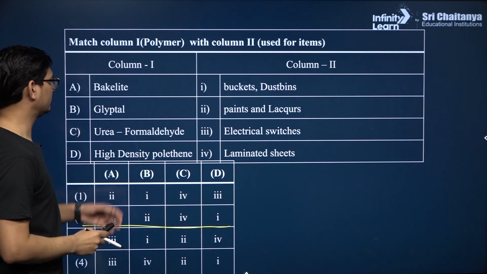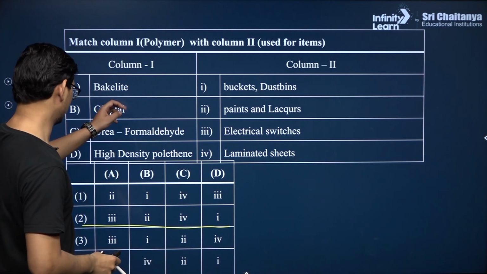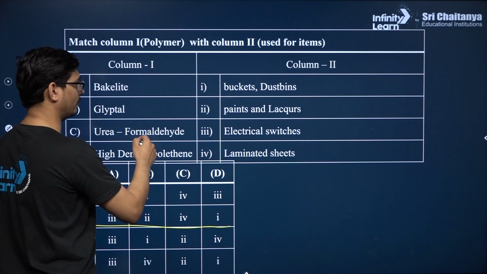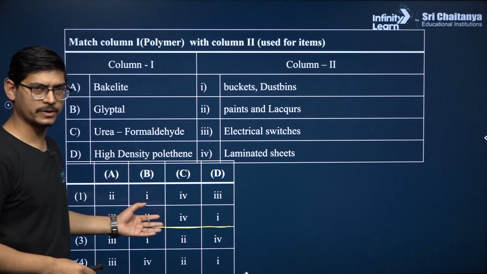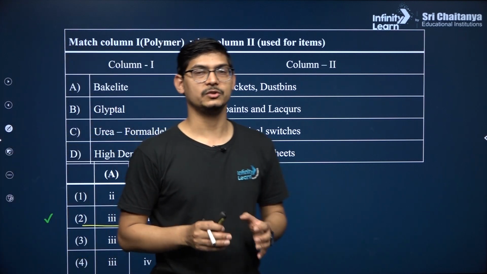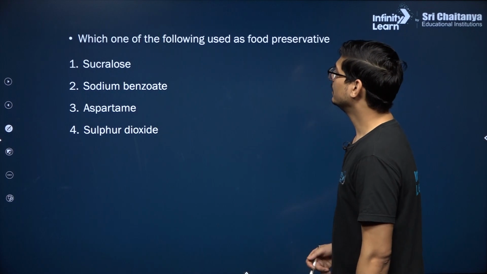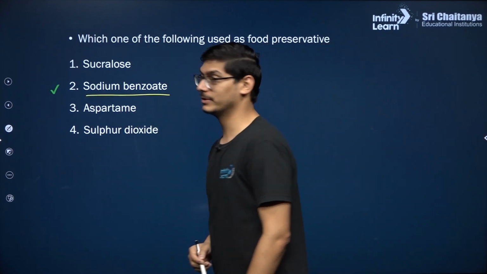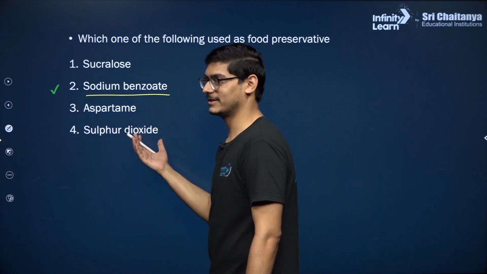This is pretty easy. Bakelite is used in electrical switches, right? Glyptal is used in paints and lacquers, and urea formaldehyde and high density polythene in buckets and dustbins. So this is a theoretical question. You basically have to remember the uses of different types of polymers, right? Which of the following is used as a food preservative? Of course, it is sodium benzoate, because sucralose and aspartame are artificial sweeteners, and sulfur dioxide is obviously harmful to us.